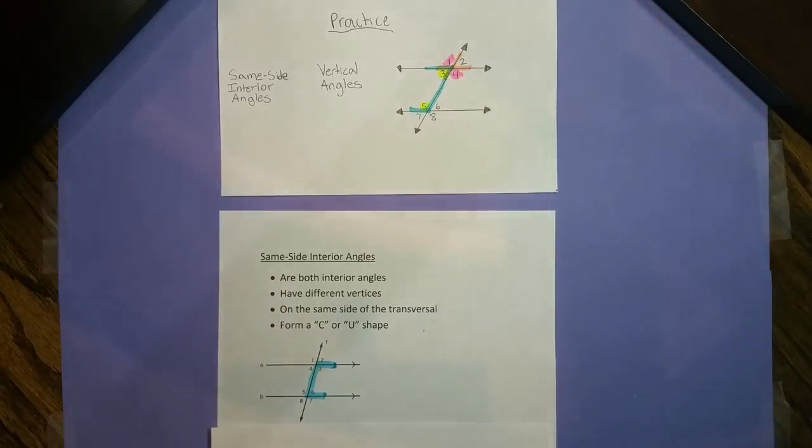Therefore, the yellow angles are same-side interior angles, while the pink ones are vertical angles.